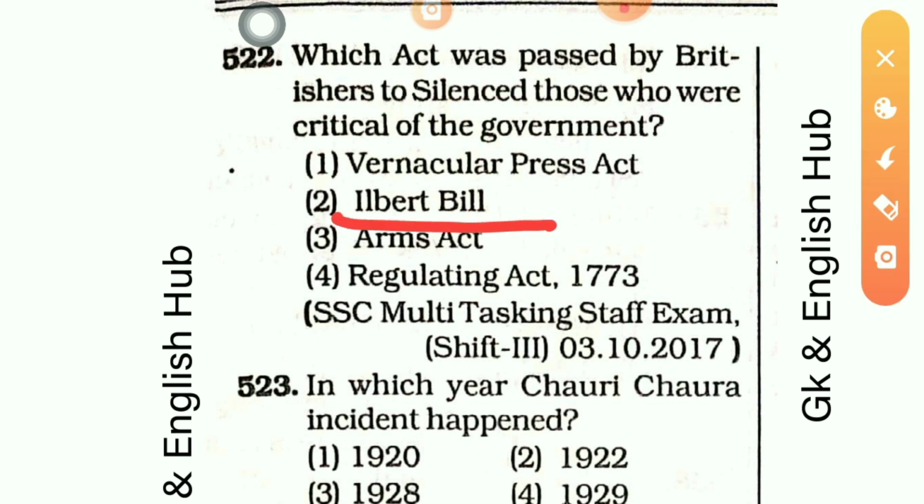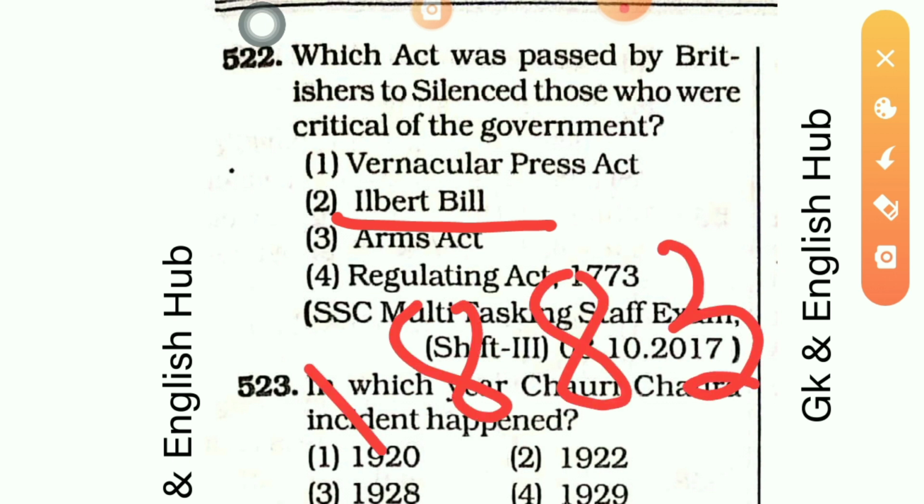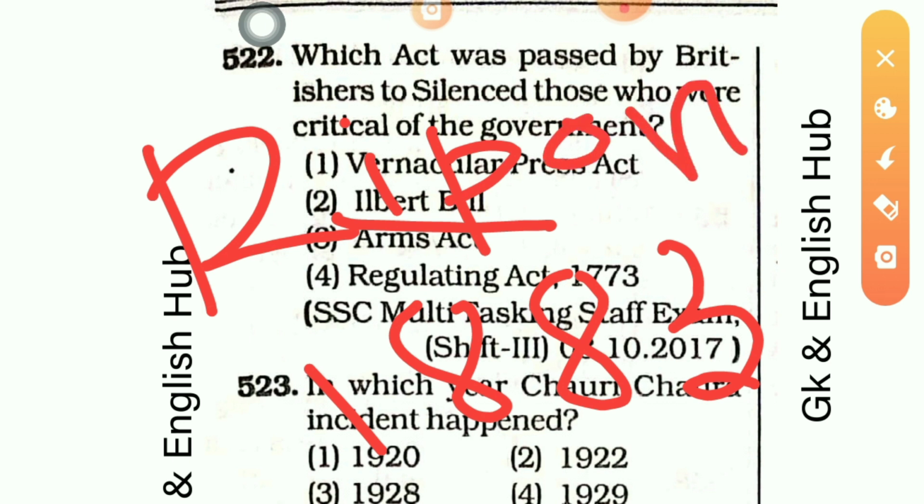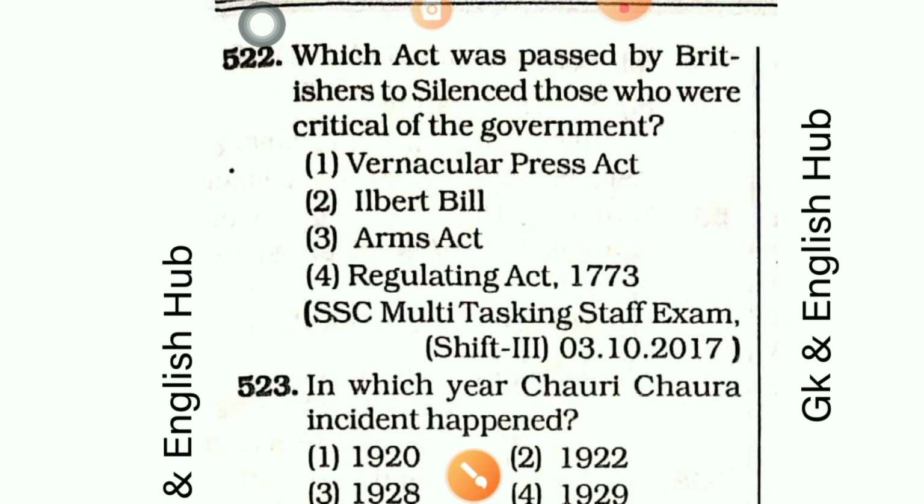First, the Ilbert Bill. This bill was introduced in 1883 during the viceroyship of Ripon. And this bill was written by C.P. Ilbert. I couldn't recall his full name, but just remember it was Sir C.P. Ilbert. He wrote this bill, that's why its name is Ilbert Bill. And a huge, marathon discussion happened against this bill, as this bill favored the Indians.